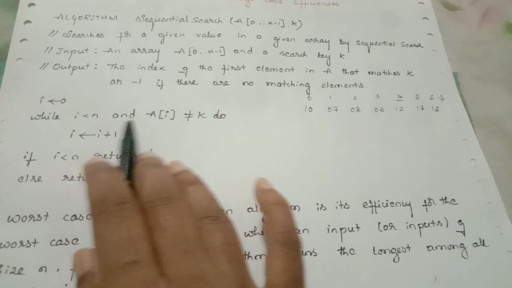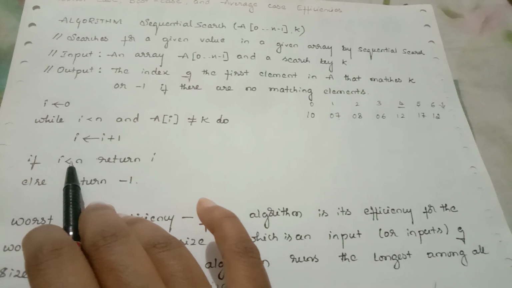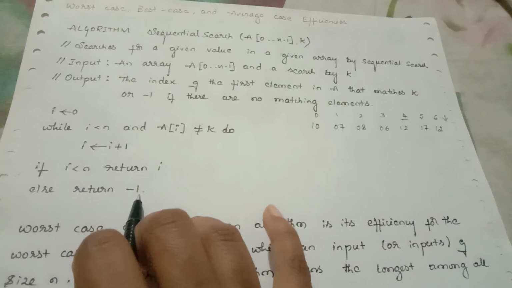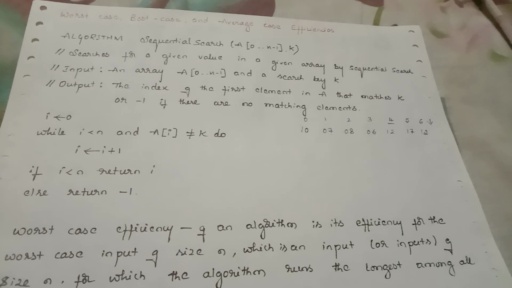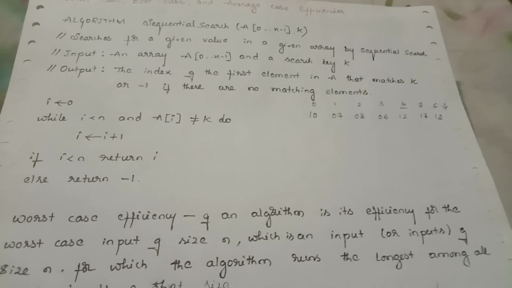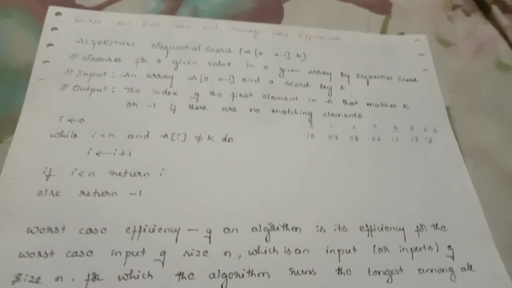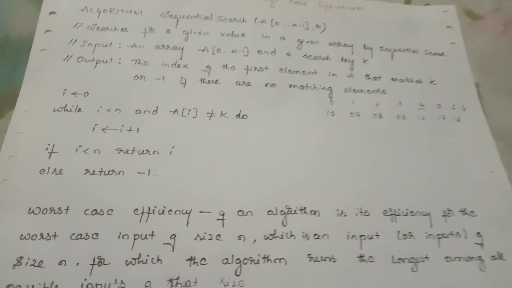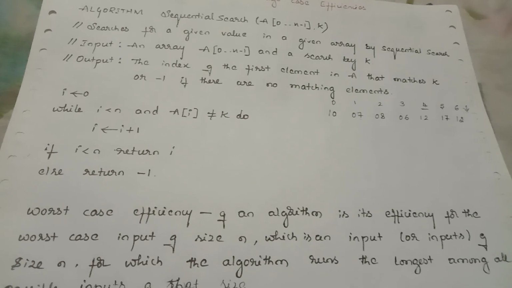Then this while loop ends and we come out of it, and we check if i is less than n. If so, we return i, otherwise we return -1. If we are returning i, it means we have found the element at position i. That can be 1, 2, 3, 4, 0, anything. -1 means the given key element is not present at all. So this is the algorithm for the problem of sequential search.